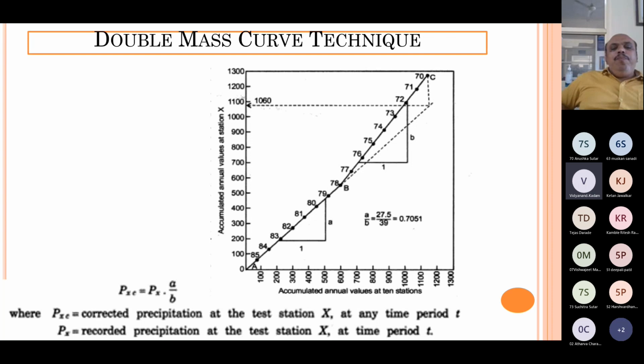So to calculate the corrected precipitation value at test station X after the break point, we have to multiply this Px with the slope ratio. The slope ratio is A upon B. Here 1:A is the slope of line AB when the data is consistent, and 1:B is the slope of line BC when the data is not consistent. If we multiply the precipitation value with this ratio, then we get the corrected precipitation values. So this is the double mass curve technique.